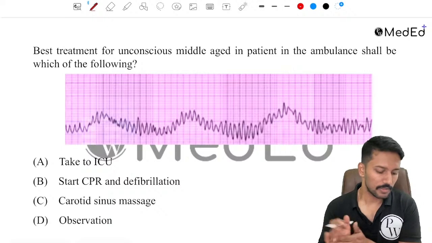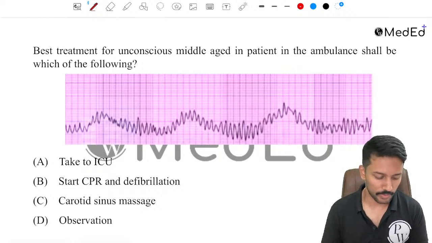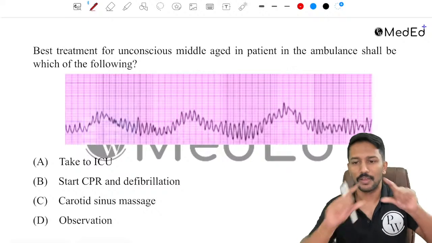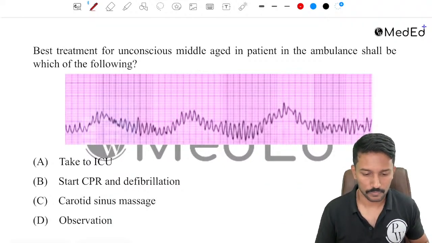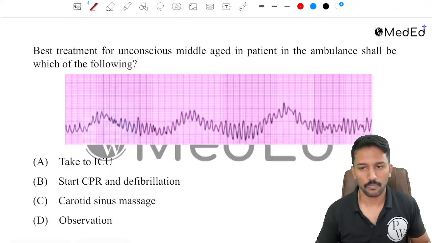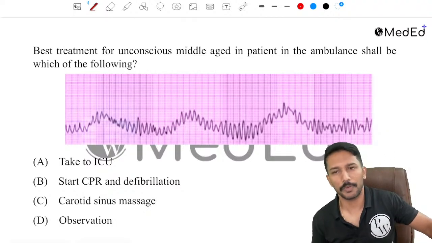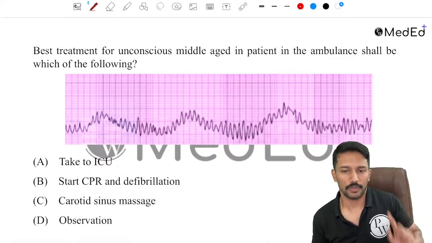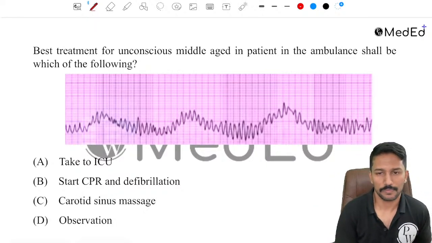Okay, next question. Best treatment for an unconscious middle-aged patient in the ambulance shall be which of the following? This is an ambulance ECG rhythm strip. This is the ECG, right? First, tell me what is the ECG diagnosis.